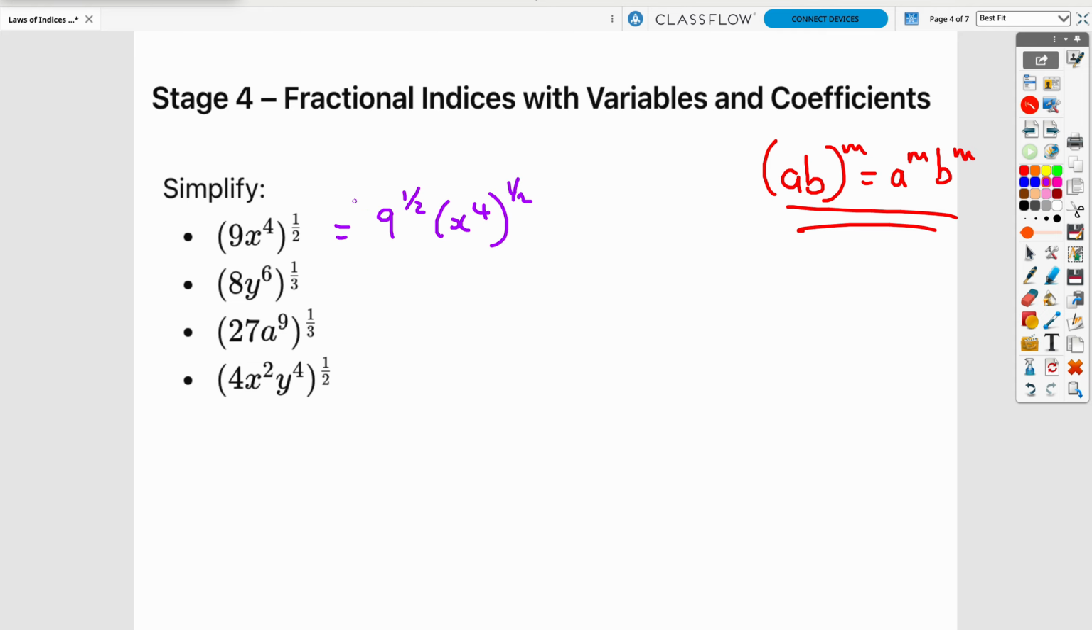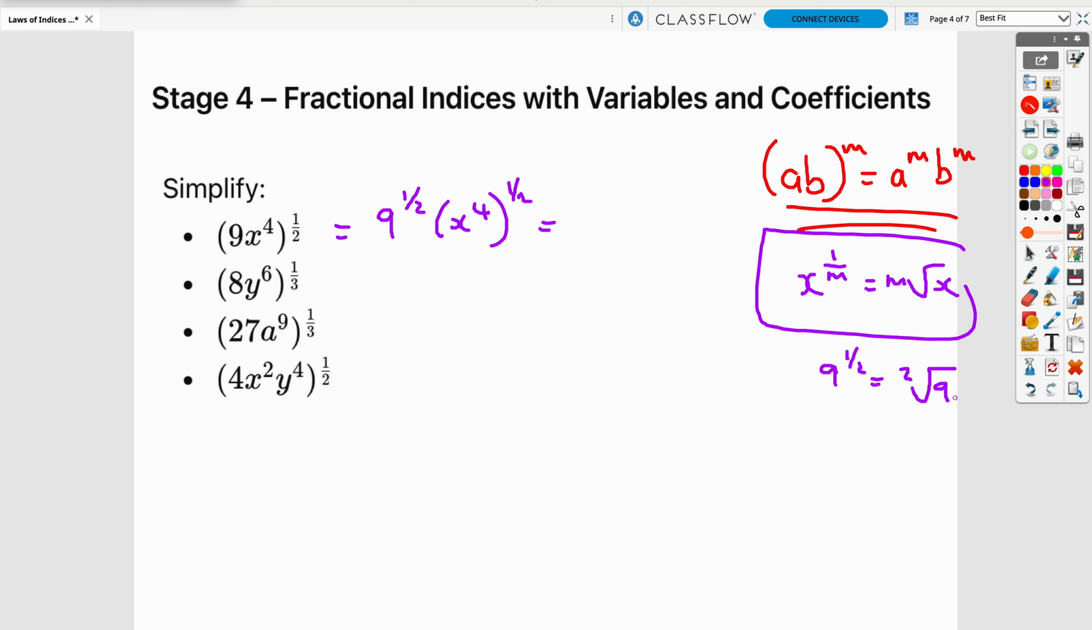So that power of half applies to both of the things in the product. We know from earlier that x to the power of 1 over m is just the mth root of x. So if you've got 9 to the power of a half, that just means it's the square root of 9, right? Which is going to be equal to 3 in this case. So it's going to be 3. And then I've also got this rule that is when I've got a power raised to another power, I just multiply those powers. So here it's going to be 4 multiplied by a half, which is just x squared.